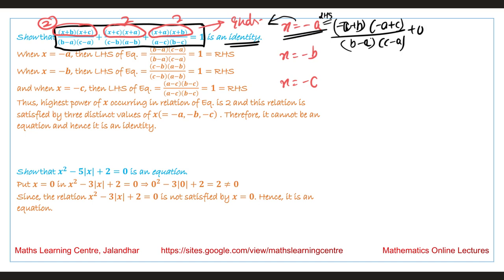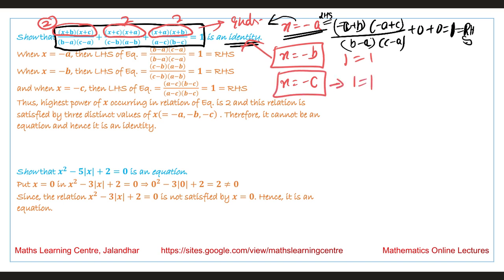Next term will become 0 and this term will become 0. So the final answer we obtain is equal to 1, and that is equal to RHS. Similarly, we can show that for x is equal to minus b, if we substitute the value over here, the answer we obtain is 1 is equal to 1, and for x is equal to minus c, we obtain 1 is equal to 1.